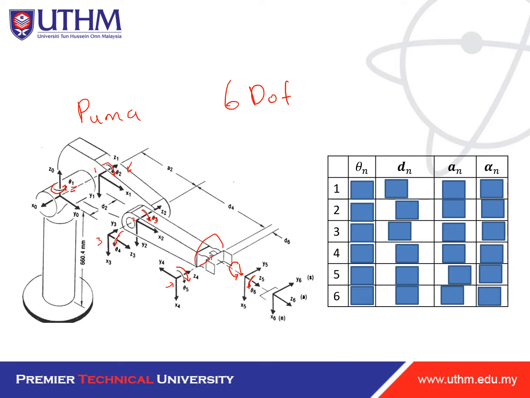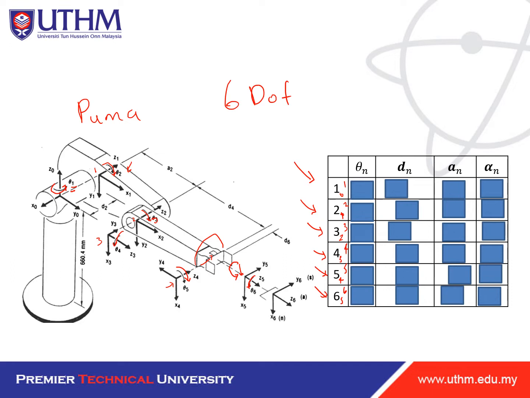So now we need to find all of the frames for this robot, which is we want to find for frame 0 to 1, 1 to 2, 2 to 3, 3 to 4, 4 to 5, 5 to 6. So we want to find all the DH matrices for this part. To do that, we need to find the 4 parameters.